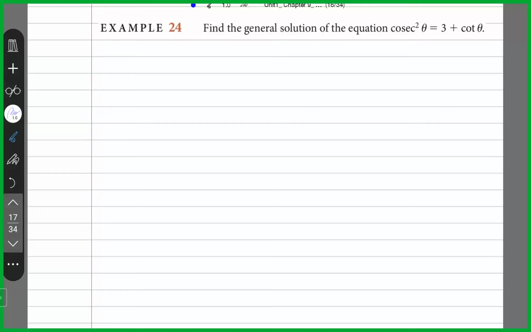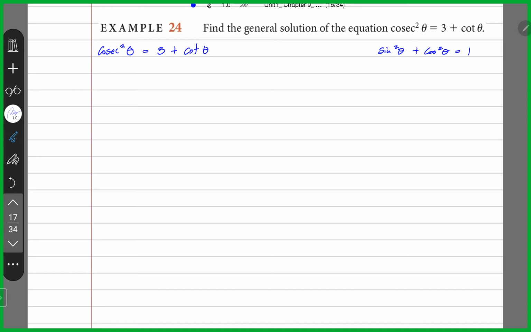All right, so example 24 is asking us to find the general solution of the equation cosec squared theta is equal to 3 plus cot theta. Starting out with the Pythagorean identity that sine squared theta plus cos squared theta is equal to 1.